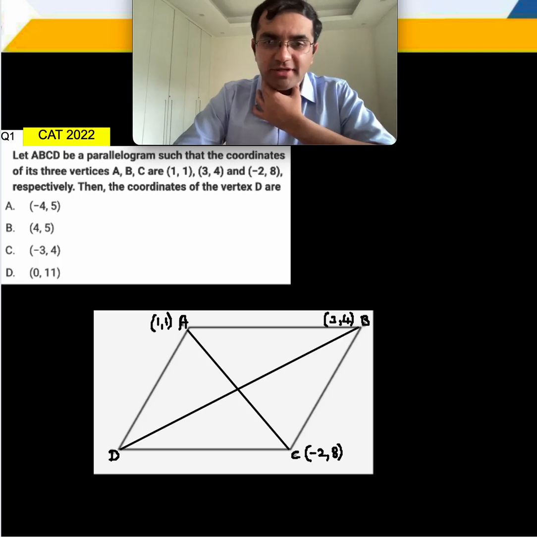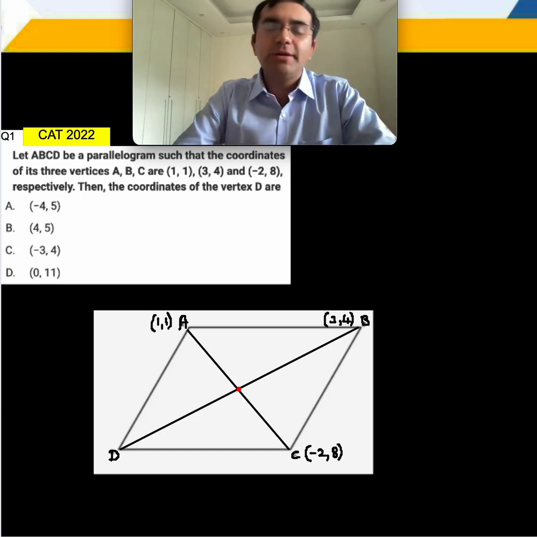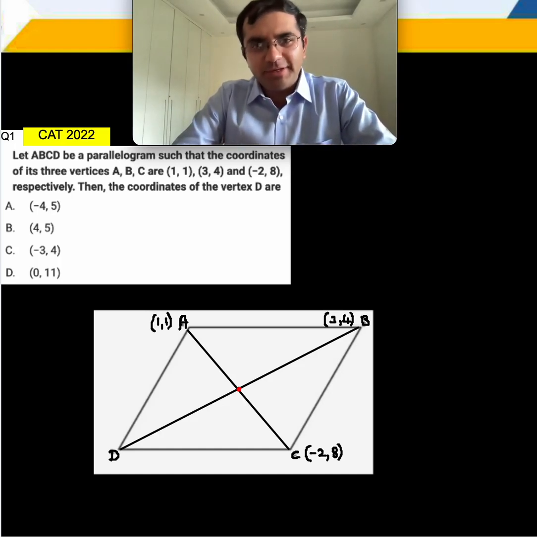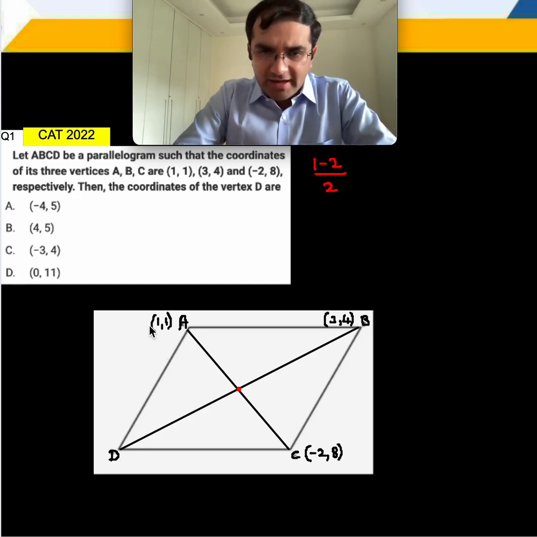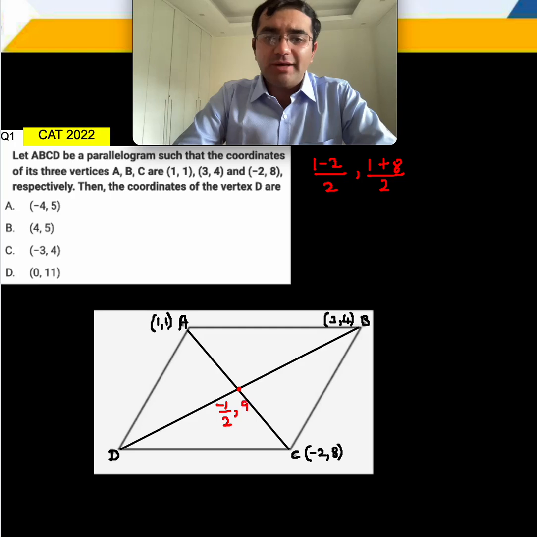So let me draw the diagonals. These diagonals meet at the red point. The red point has to be the midpoint of AC also and BD also. Let me use the midpoint theorem. According to the midpoint theorem, the coordinates of the red dot are going to be 1 minus 2 upon 2, right? X coordinates add upon 2 and same for the y coordinates, 1 plus 8 upon 2. Okay? So I get the coordinates as minus 1 by 2 and 9 by 2.